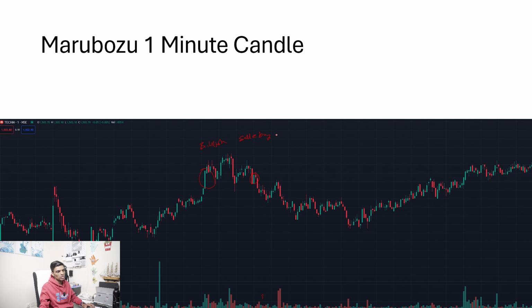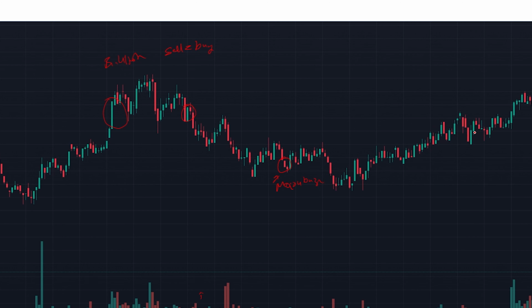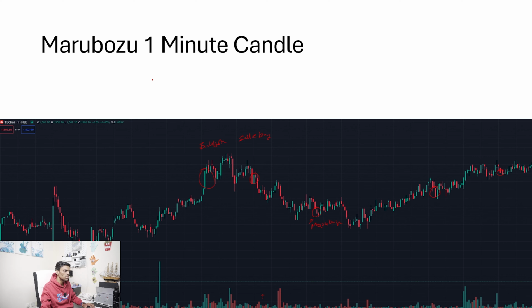The same goes for the bearish Marubozu. Like I said, it's very rare to find such a candlestick, but here I can find one. This is a Marubozu, this is again a Marubozu candle, and here is another. Like I said, it's mostly found in the 1 minute and 5-minute candles, and sometimes even on the 1 day, but that is very rare.